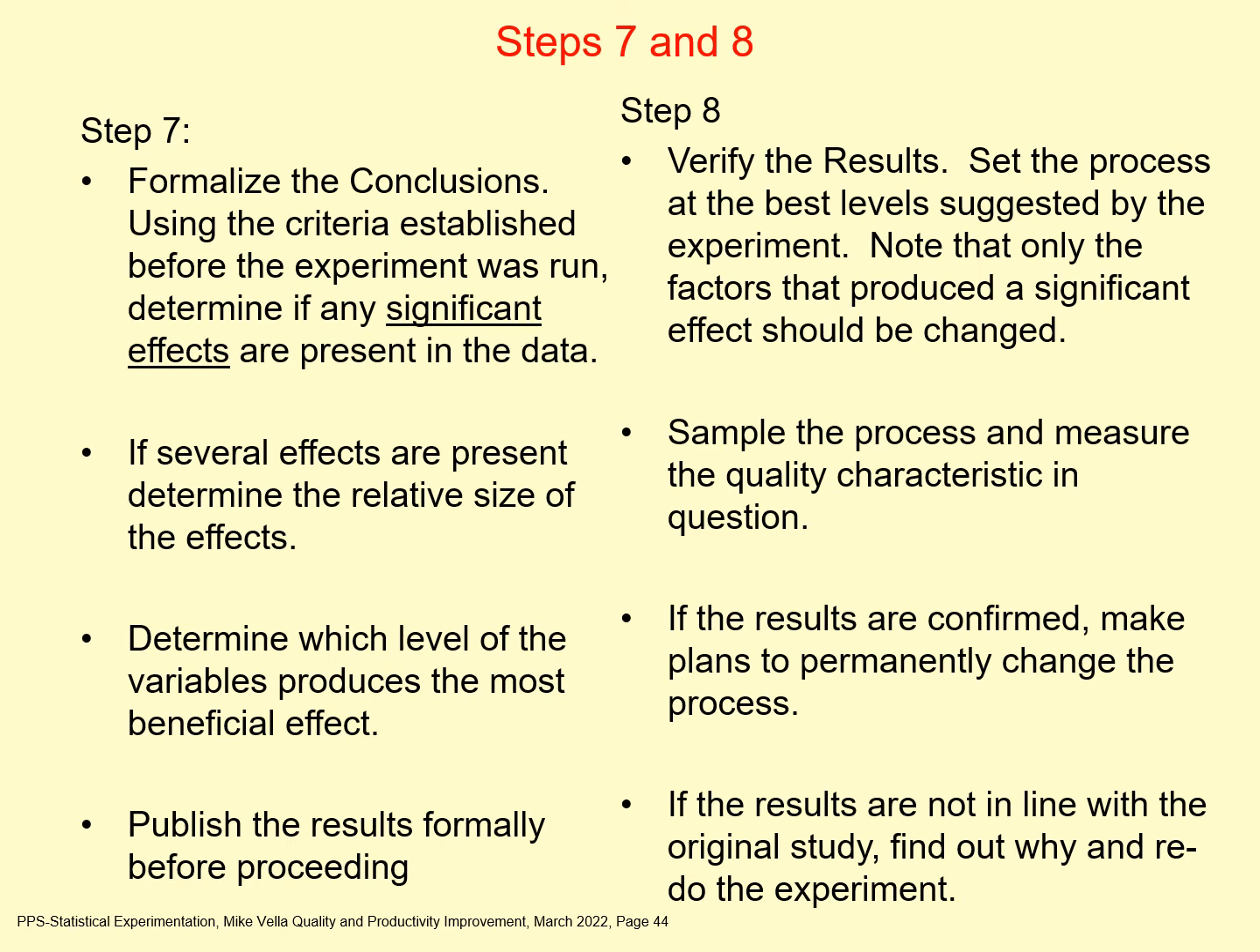And step 8, we're going to verify the results. Set the process at the best level suggested by the experiments. Note that only the factors that produce a significant effect should be changed. Sample the process and measure the quality characteristic in question. If the results are confirmed, make plans to permanently change the process. If the results are not in line with the original study, find out why and redo the experiment.